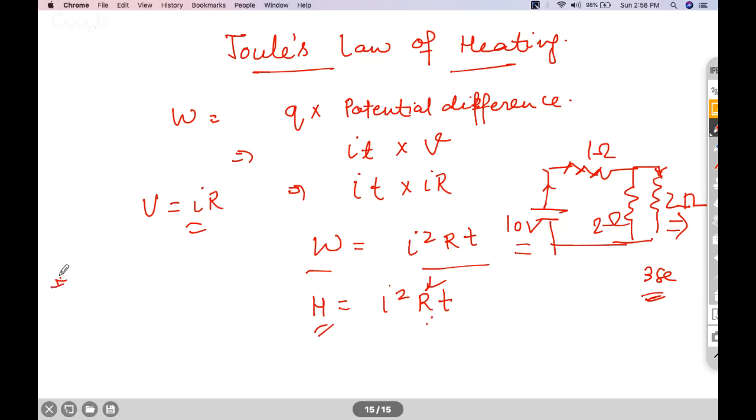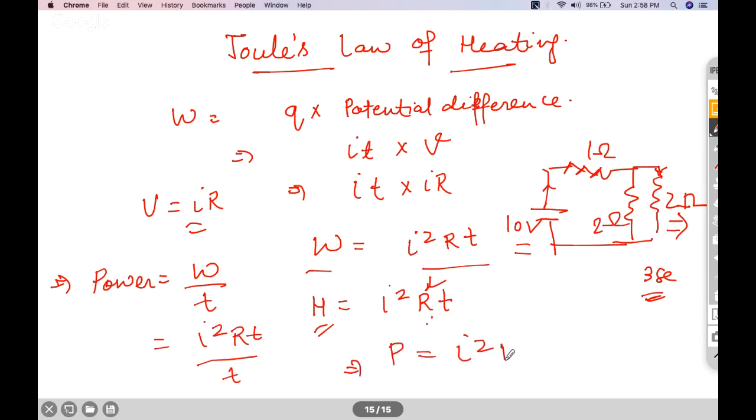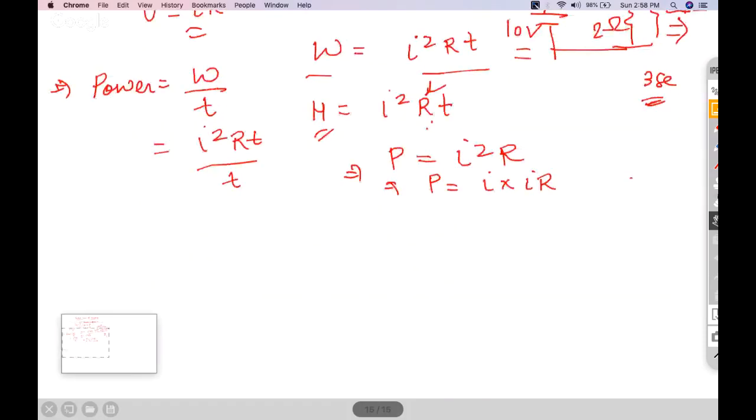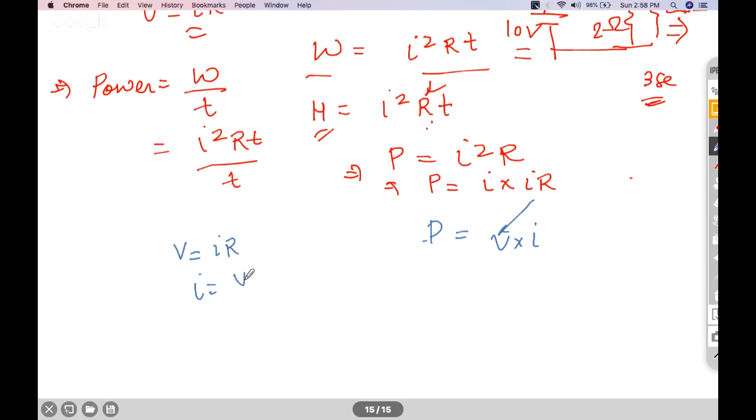Now I know work done. What is power? Power is equal to work done per unit time. So it is I square RT divided by T. So power is equal to I square R. Here I can be asked how much power is originated, or something like that. I can also write it as I into IR, and IR is V. So power can be written as V into I. Now, if V is equal to IR, I can be written as V by R. So power can also be written as V into V by R. So power can also be written as V square by R.